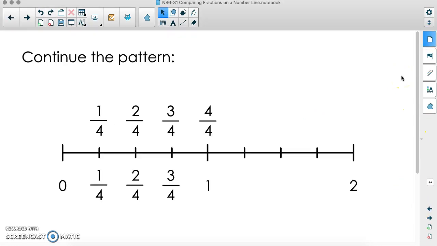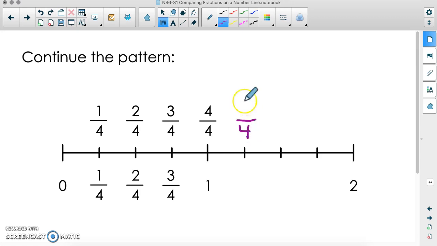So here we have this number line drawn on the board. We're going to continue the pattern in the numerators and the denominators to complete the number line. So we can use the number lines to show mixed numbers as well. Let's first start by completing this. If we look at the top row, we have 1/4, 2/4, 3/4, 4/4. Now what's going to come next if we continue this pattern?